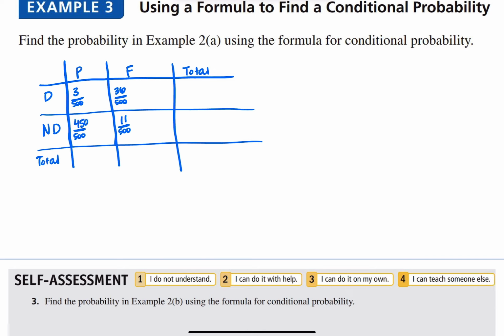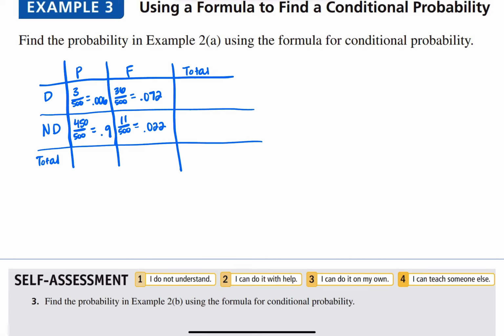So we're going to find these as decimals, and I'm going to cheat again. I'm going to use the book, but you would do 3 divided by 500 and get 0.006. 36 divided by 500, 0.072. 450 divided by 500, 0.9. And 11 divided by 500, 0.022.